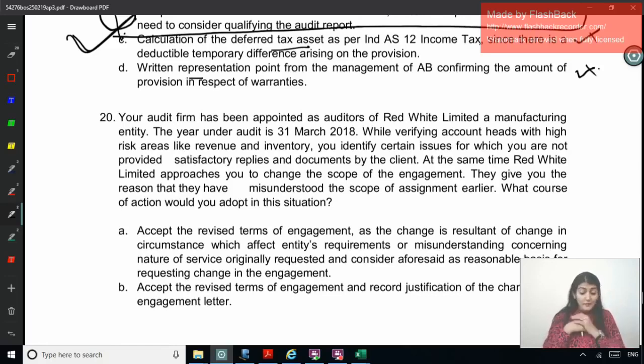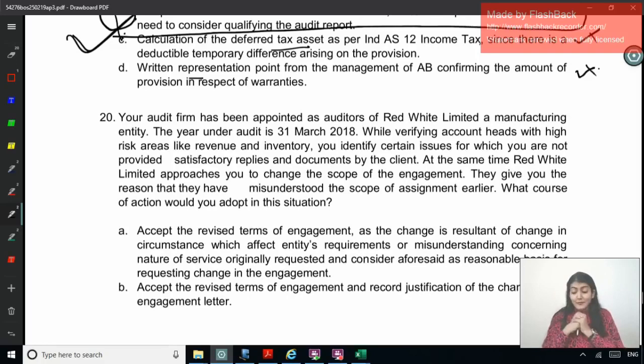At the same time, Red White approaches you to change the scope of engagement. They give you the reason that they have misunderstood the scope of the assignment earlier. What course of action would you adopt in this situation? Okay, they say, oh, we never knew that you're going to ask so much.